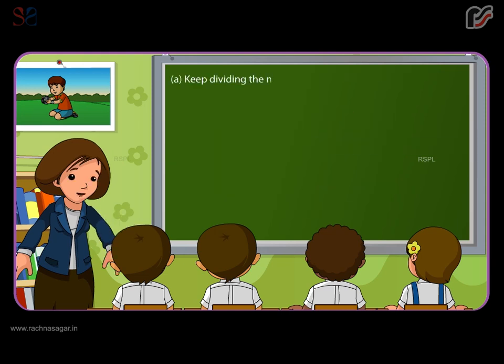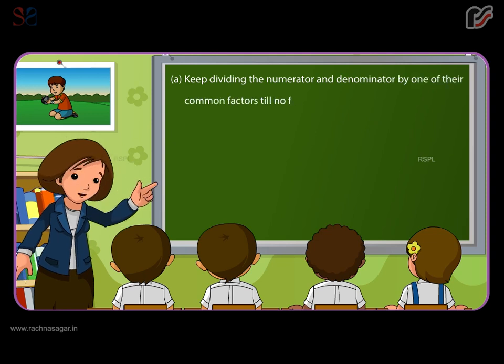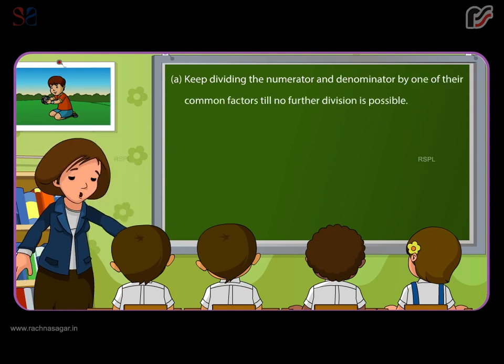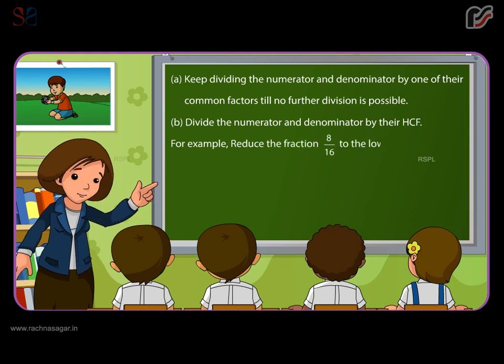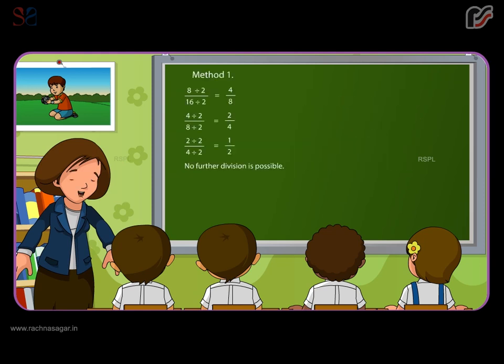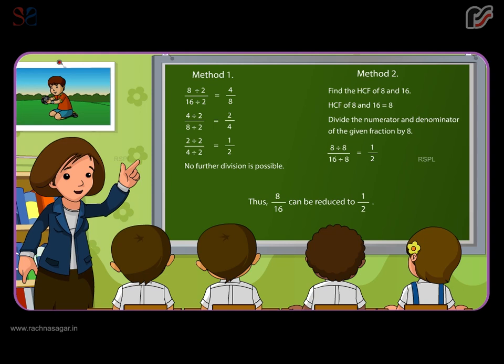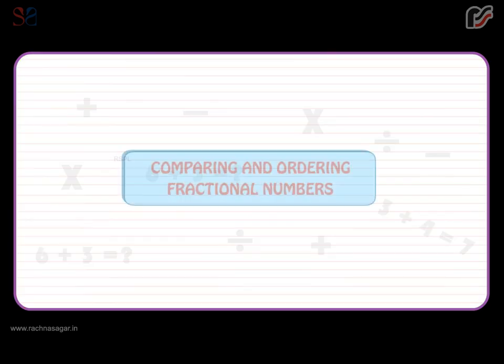Keep dividing the numerator and denominator by one of their common factors till no further division is possible. Or divide the numerator and denominator by their HCF. For example, reduce the fraction 8 by 16 to the lowest term. Solution: we can reduce it in the following two methods. Method 1, Method 2. Thus, 8 by 16 can be reduced to 1 by 2.